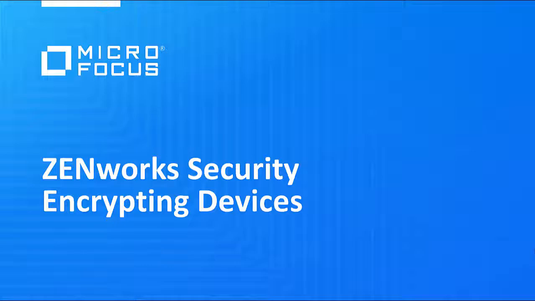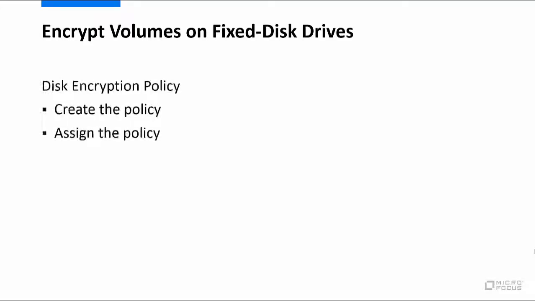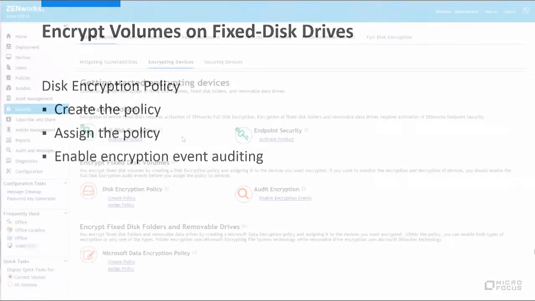In this video, we will demonstrate how to create and assign a disk encryption policy and enable auditing for encryption events from the Getting Started page for encrypting devices. We'll also briefly explain how volume encryption works in ZENworks and the configurable options that you have with this policy.